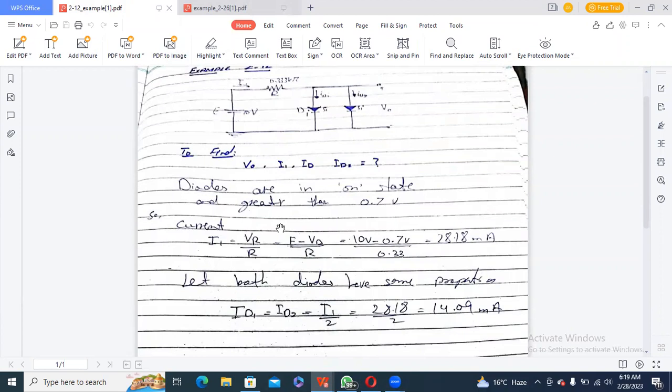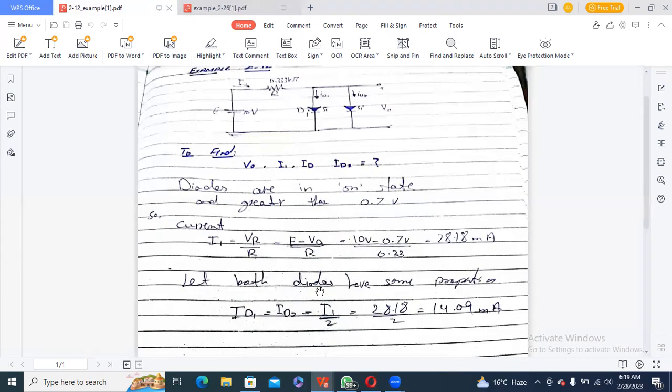As the diodes are in the on state, the voltage is 0.7 volts. To find the current, we will divide the voltage across the resistor, which is E minus VD over R. E we have 10 volts here, and VD, the diode voltage, is 0.7 volt, divided by the resistance 0.33, so we have the current 28.18.